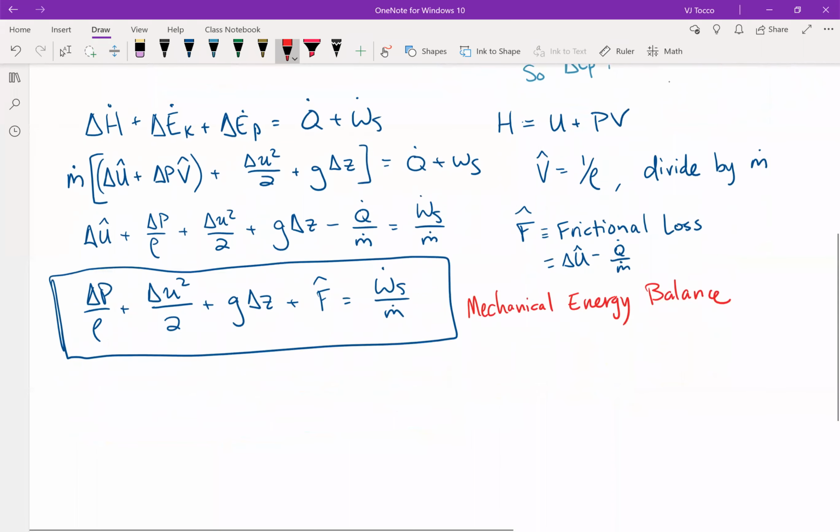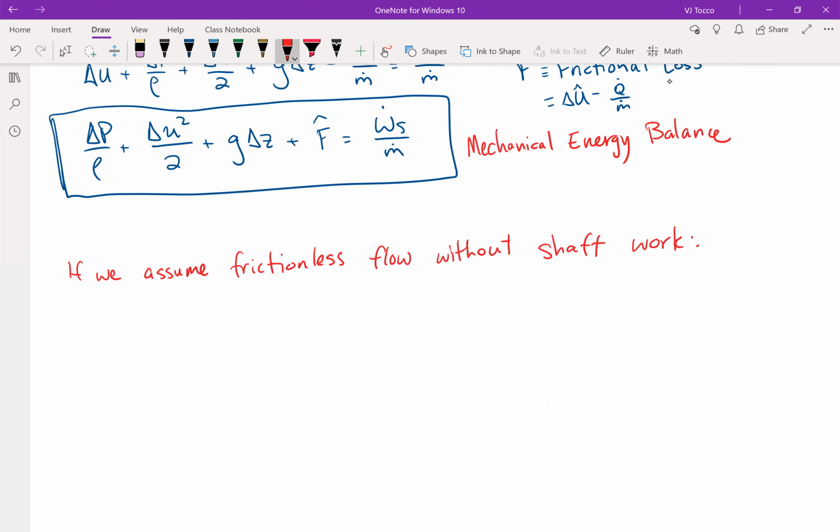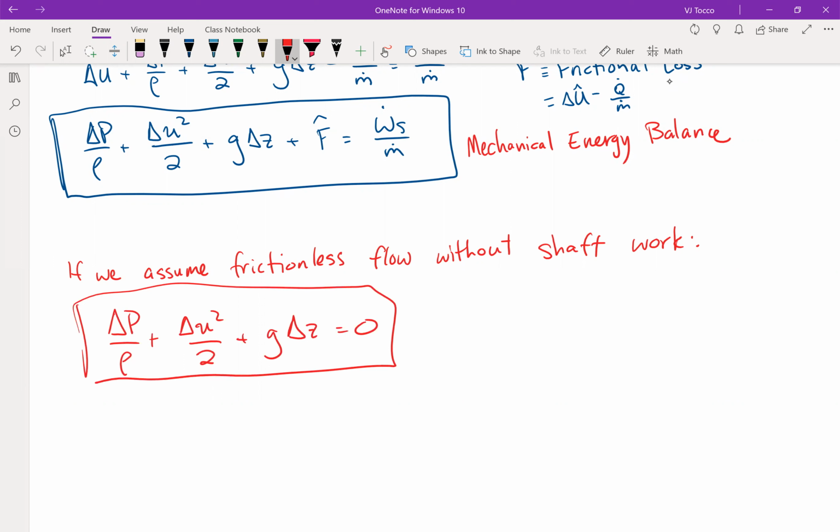Now we can take this mechanical energy balance a step further if we make a couple of other assumptions. So if we assume that there is no friction in the flow, frictionless flow without shaft work, we will obtain a familiar expression from your physics course, the Bernoulli's equation. And that is delta P over rho plus delta u squared over 2 plus g delta z is equal to 0. Once again, this is called the Bernoulli's equation.